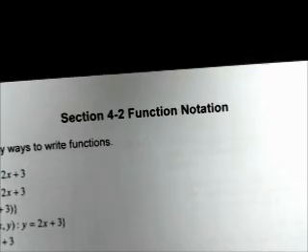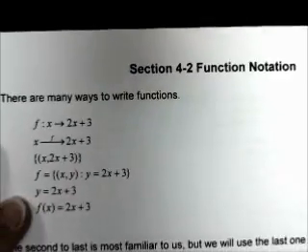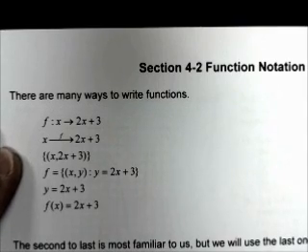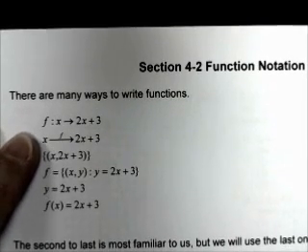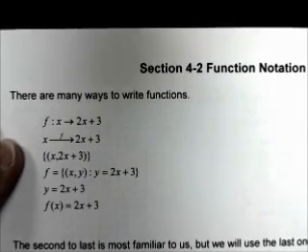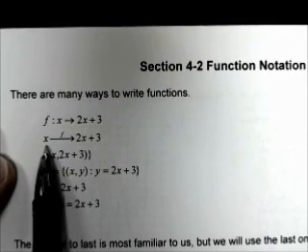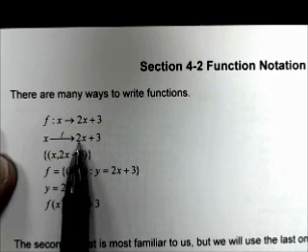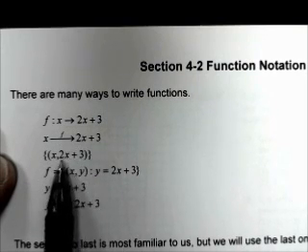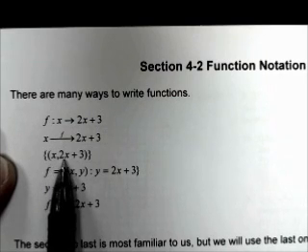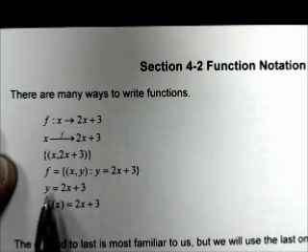Okay, today we're on page 5 of our Chapter 4 notes packet, section 4.2, function notation. There are many ways to write functions, as you can see by this list here. This says function f, x goes to 2x plus 3. The second way here also says x under the function f goes to 2x plus 3. The set of ordered pairs x and 2x plus 3.